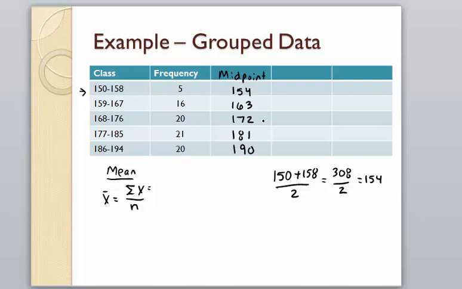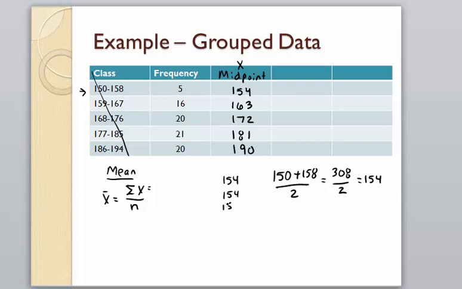So once we have our midpoints calculated, we conclude that yes, we have five values in the first class between 150 and 158, and those five values are all going to be estimated to be 154. So these now become our x values, and we really no longer need the class limits. Okay, so now we want to add these x values up. Keep in mind that these x values are occurring more than once. The 154 is actually occurring 5 times. The 163 is occurring 16 times. The 172 is occurring 20 times, and so forth. So we can't simply add this x column up and be done, because that would assume that the values only happened once. Essentially, we want to remind ourselves that the 154 actually occurs 5 times.